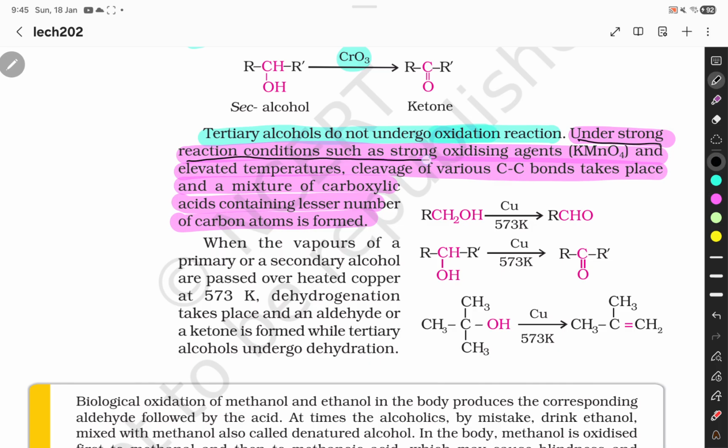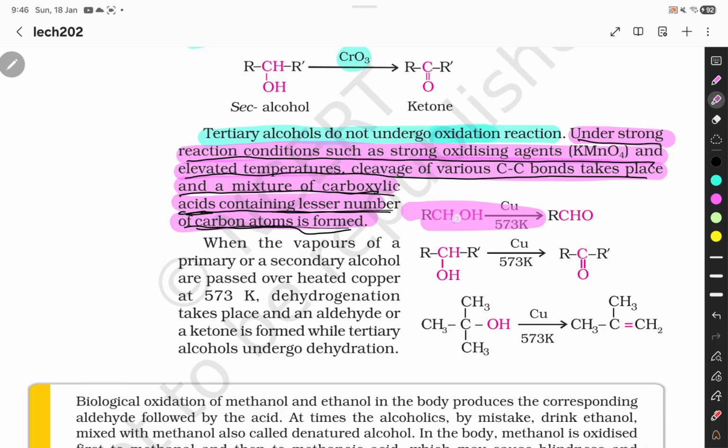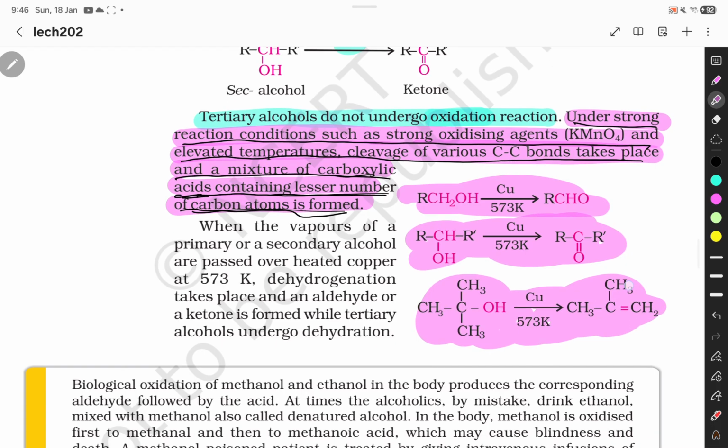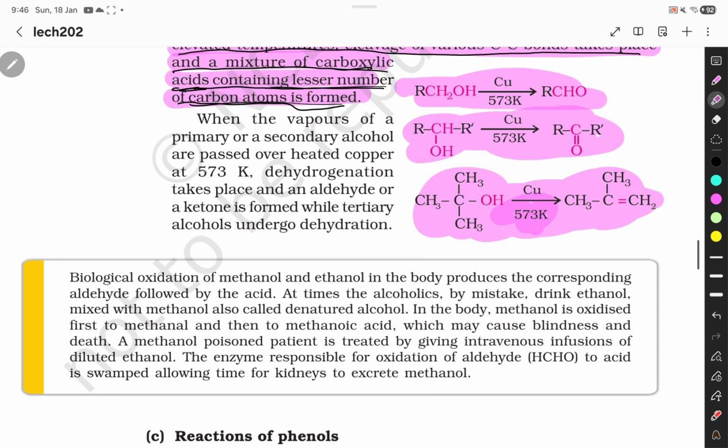Under strong reaction conditions such as strong oxidizing agents and elevated temperatures, cleavage of various C-C bonds takes place, and a mixture of carboxylic acids containing a lesser number of carbon atoms is formed. We all know this. The Cu reactions are kind of obvious. It's actually very obvious and non-counterintuitive. Very easy reactions that we don't tend to forget usually.